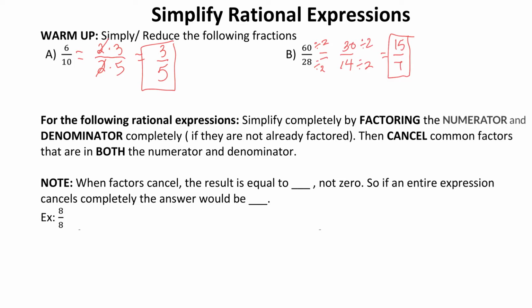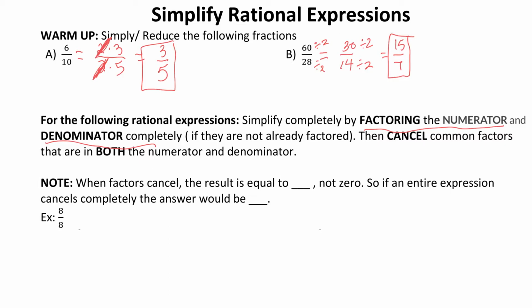So we're going to follow this method as well when we are simplifying rational expressions. The first thing you're going to do is simplify completely by factoring the numerator and denominator. So the very first thing that you need to do is factor the numerator and denominator completely if they are not already factored. Then you're going to cancel out common factors like we did here. 2 is considered a factor of each of them, and so we would cancel them out.